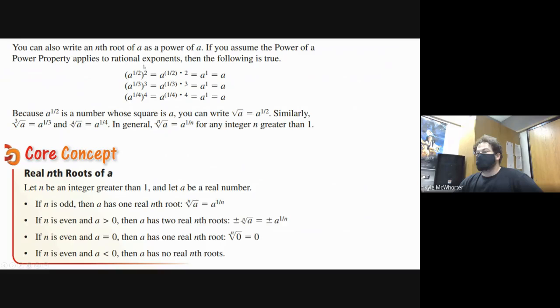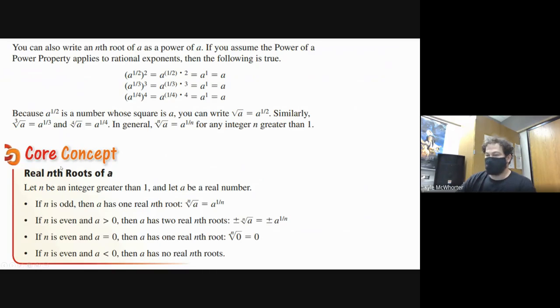All right, so if you have a power to a power, you multiply, right? So 2 times 1/2 is 1. So when you square the 1/2 power, you get a back. So that means that the square root is the 1/2 power. The cube root is the 1/3 power. The fourth root is the 1/4 power. And so to generalize that, the nth root of any number is that number to the 1 over n power.